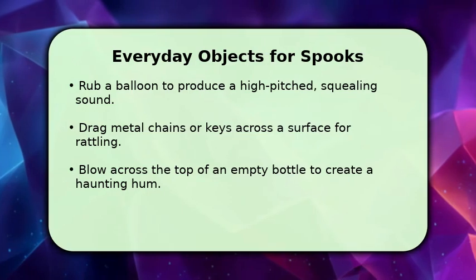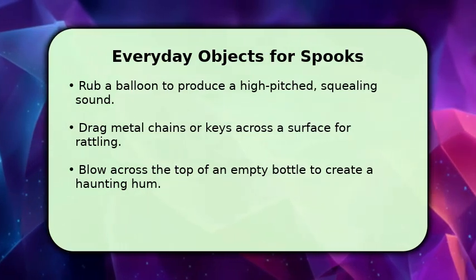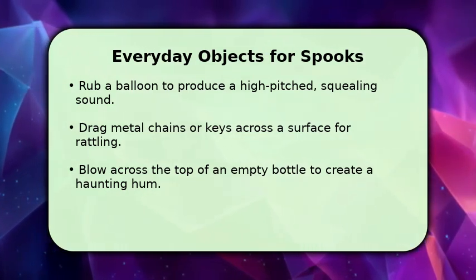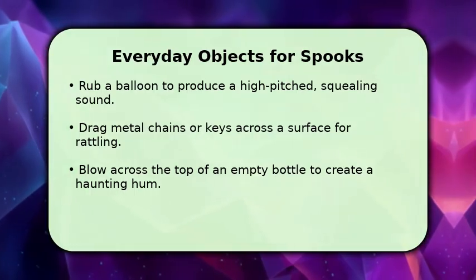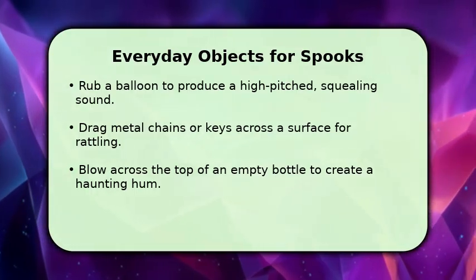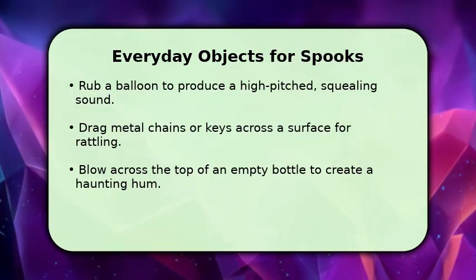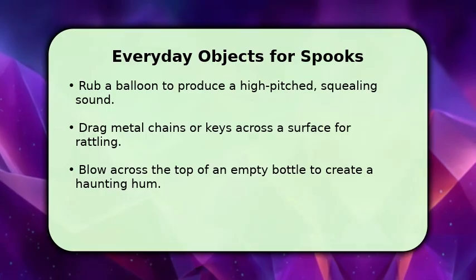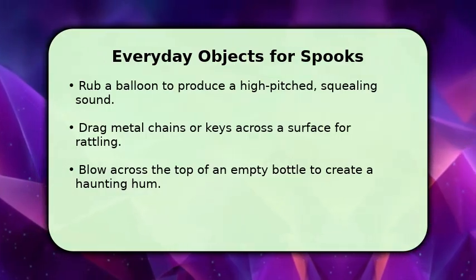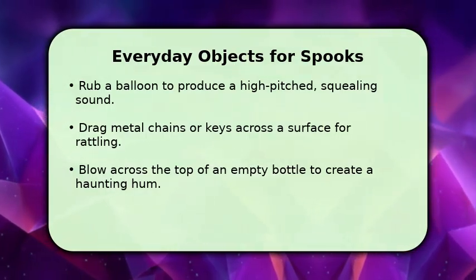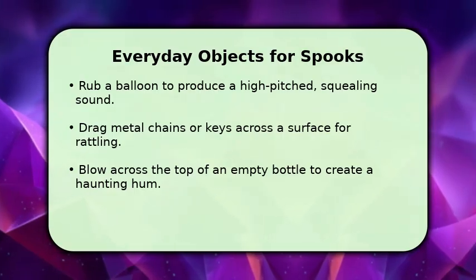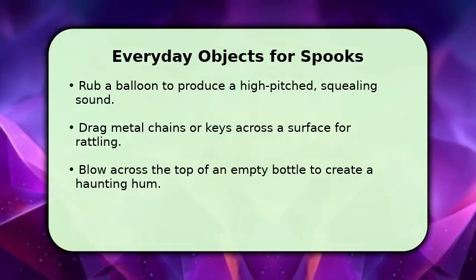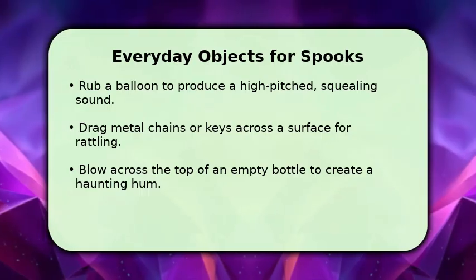You'd be surprised what everyday items can do. For a high-pitched shriek, simply rub an inflated balloon. To create a metallic clanking, drag a set of keys or a small chain across a hard surface. Blowing gently across the opening of an empty glass bottle can produce a deep, resonant hum, perfect for an ethereal presence. Experiment with different objects and surfaces. You might discover unique sounds that add a distinct character to your ghost effects.